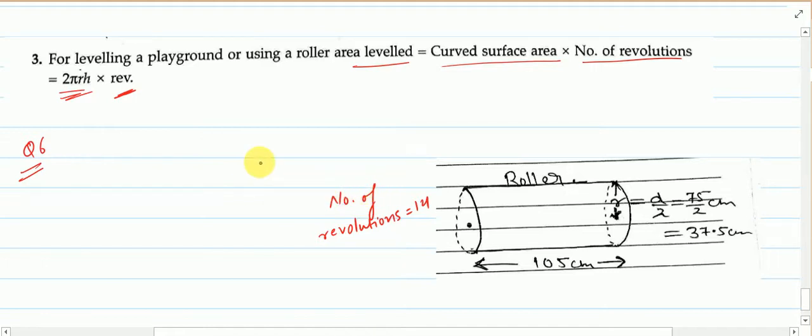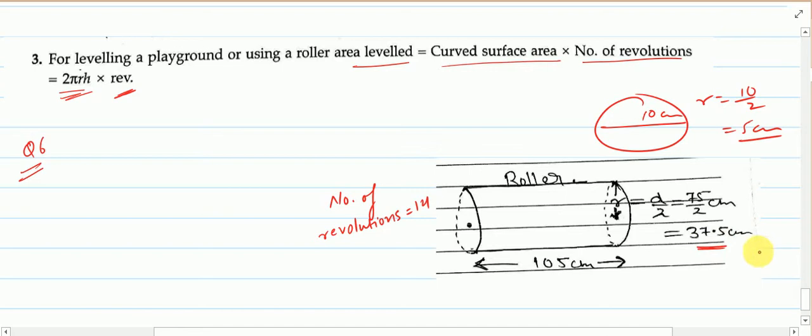So here we have been given number of revolutions 14. This width means length is 105 centimeter, diameter is 75 centimeter, therefore radius will be d upon 2. Okay, like here this is circle whose diameter is 10 centimeter, then radius will be what? 10 upon 2. Yes, that means 5 centimeter. So same way over here, diameter is given how much? 75. So radius will be 75 upon 2, that means 37.5 centimeter. Clear till here?